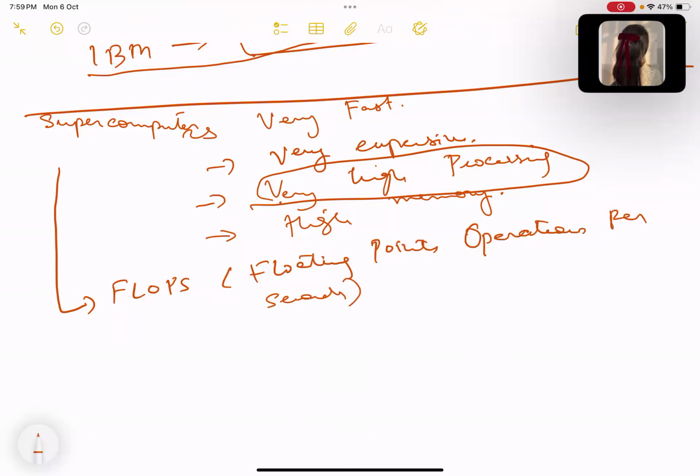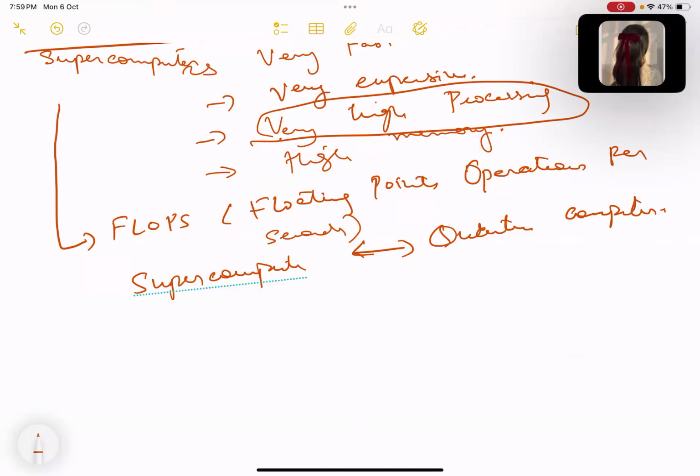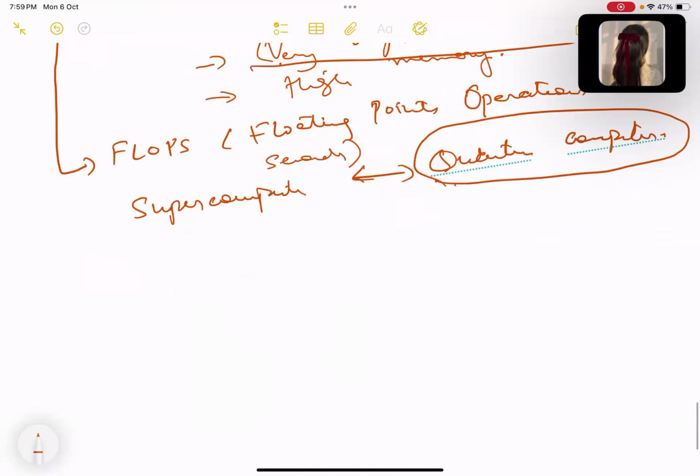Now, don't get confused, okay? Supercomputer and quantum computer. These are two different systems, okay? The way they operate is different. So I'll discuss quantum computer in the later part. So for now, just remember that supercomputer is completely different from quantum computer, okay?